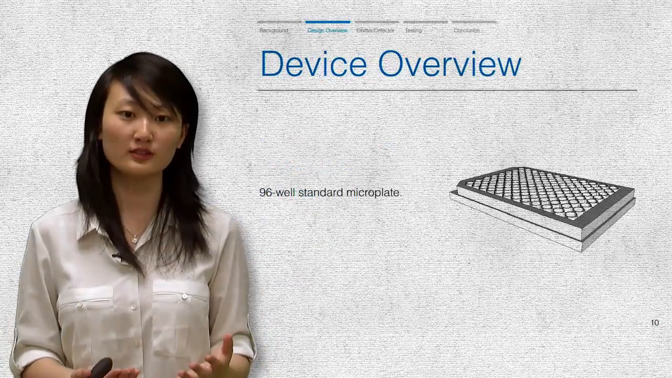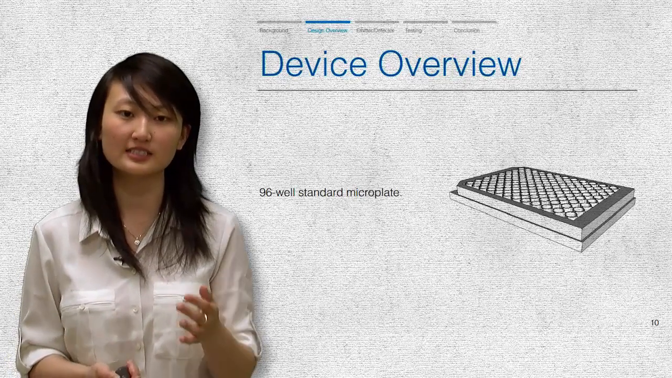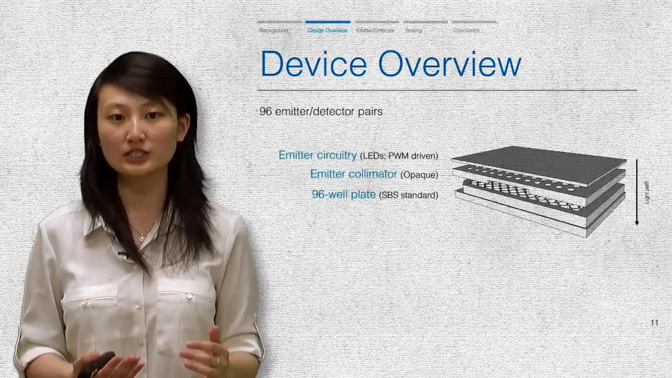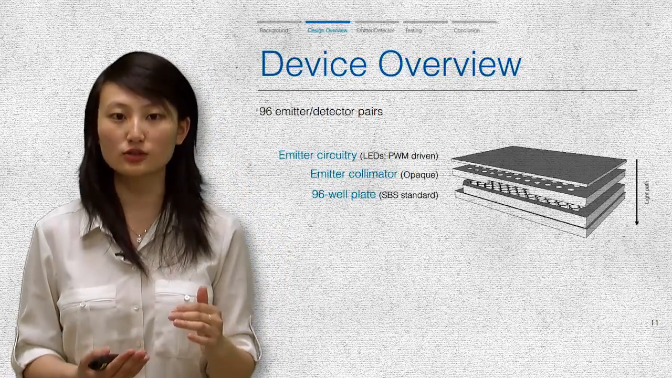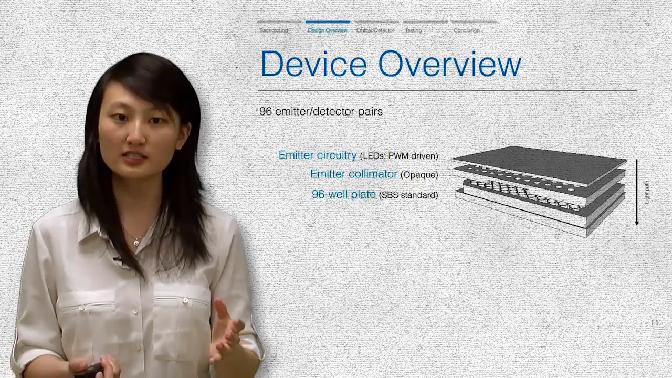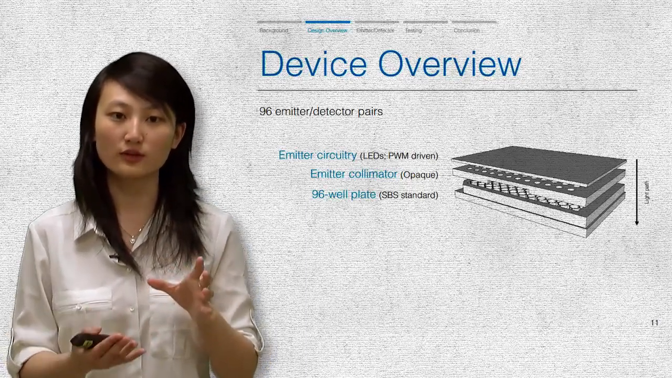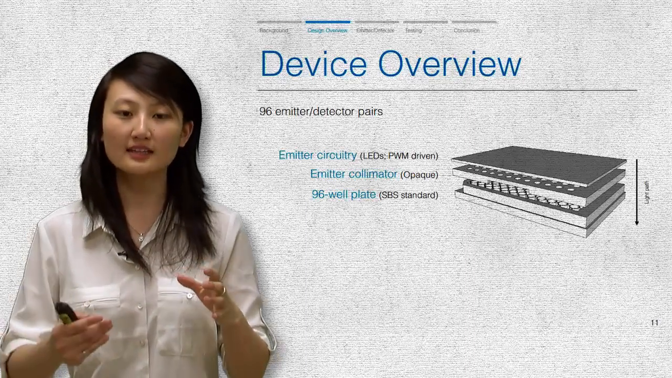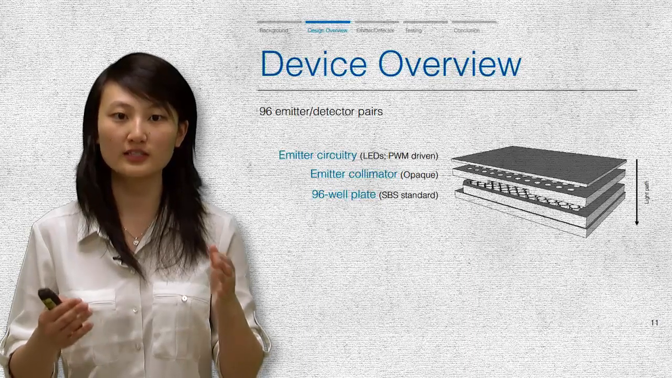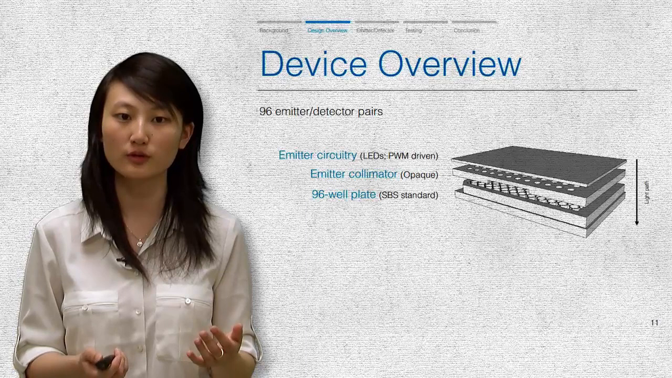So an overview of our device is that it's built around a 96-well standard microplate that you can see here. There are 96 different emitter and detector pairs. The emitter circuitry sits on the very top over the 96-well plate, and the emitter collimator sits right under that. This collimator limits the amount of light that passes through with each emitter such that it is limited to the one well that they're meant to go through.